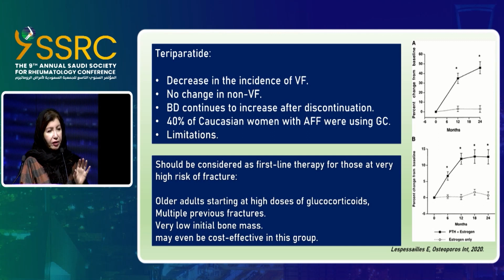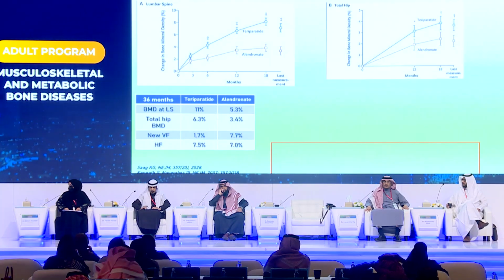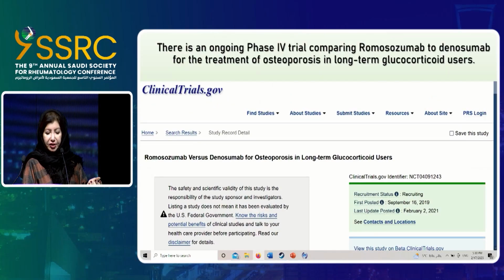And there are a lot of expert opinions, both in primary and secondary osteoporosis, that teriparatide should be considered as first-line therapy for those at very high risk, like very old patients who are starting a very high dose of steroid, with multiple previous fractures, very low initial bone mass, less than -3.5, and this is of course in patients with primary osteoporosis. So probably -3 is an indication to give teriparatide in GIO, and it may even be cost-effective in these patients. It is superior to alendronate, of course, as expected, in decreasing vertebral fracture and non-vertebral fracture.